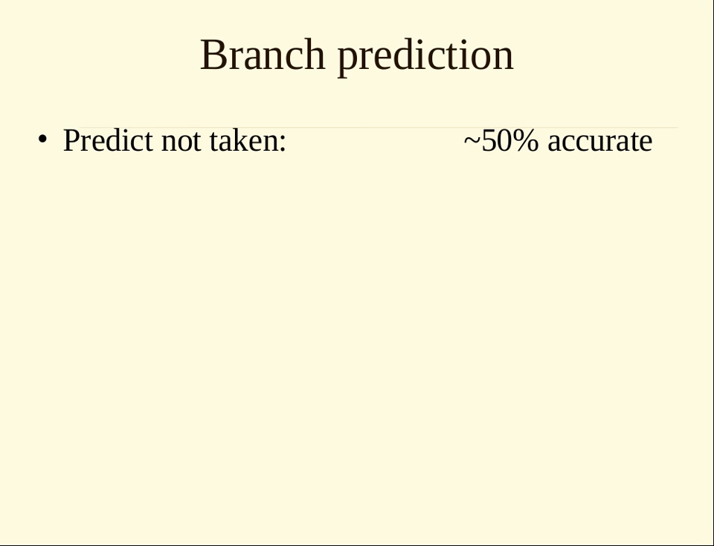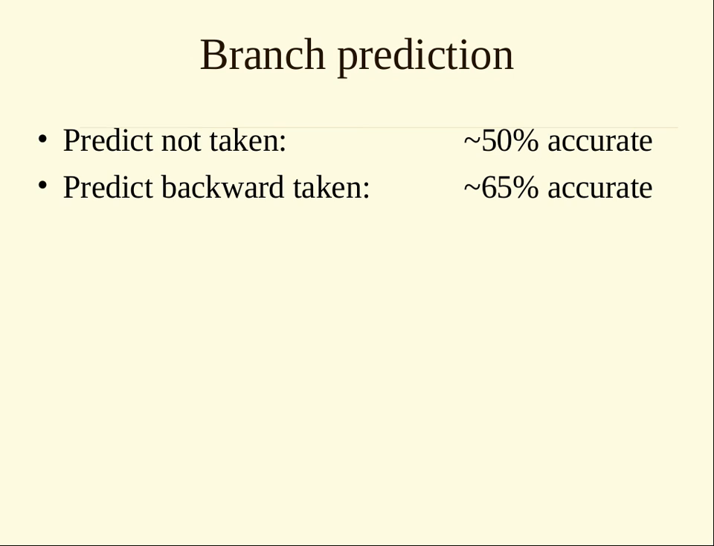All right, predict not taken. By the way, branch prediction is a huge research topic. You predict not taken, you're about 50% of the time. Predict backwards taken, aka if the address is negative, you're going backwards, you will take that, everything else is not taken. Why is that a little better? It's more accurate. About 65%. But why intuitively do you think that'd be the case?